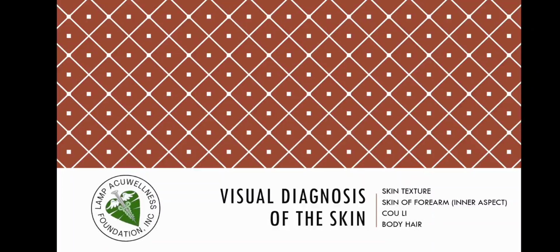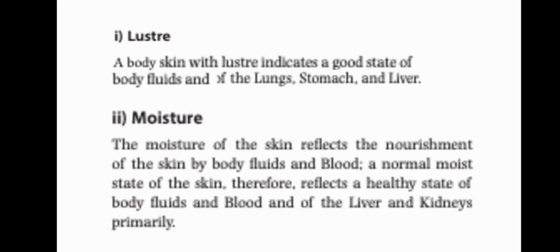Let us now go to visual diagnosis of the skin. The topic is skin texture, skin of forearm, coolie, and body hair. Apart from the color, other aspects of the skin should be considered, such as luster, moisture, texture, and growths. A body skin with luster indicates a good state of body fluids and of the lungs, stomach, and liver.